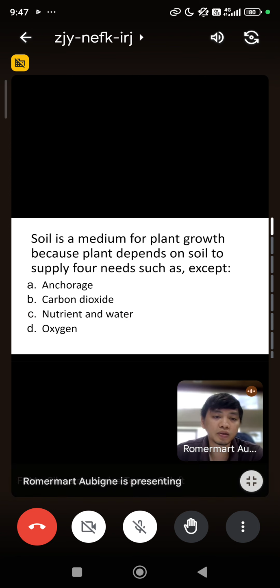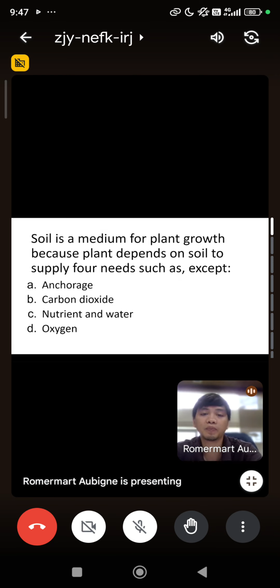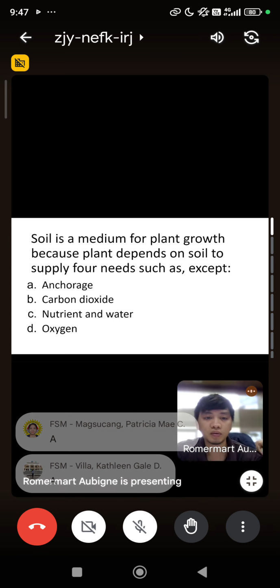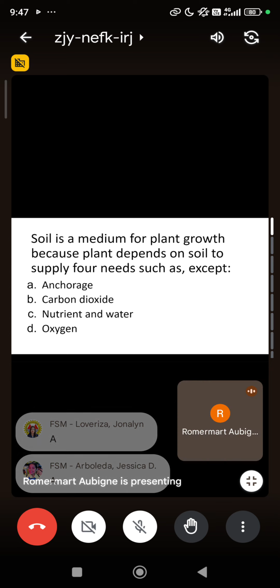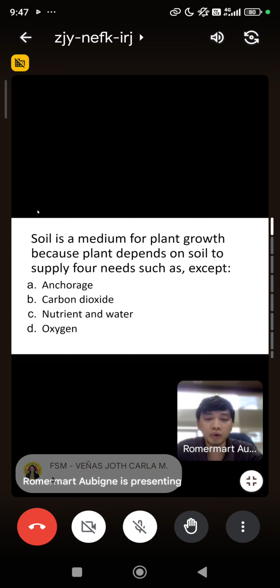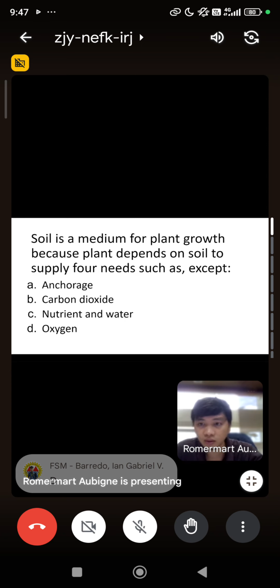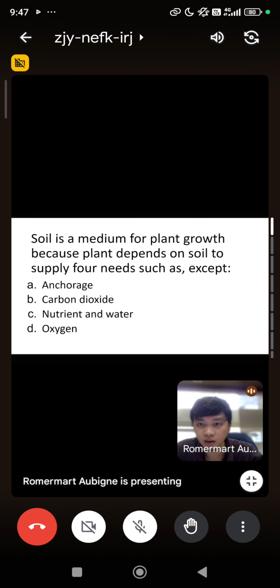So, next question. Soil is a medium for plant growth because plants depend on soil to supply their needs except A. Anchorage, B. Carbon dioxide, C. Nutrient and water, D. Oxygen. Soil is a medium for plant growth because the plant depends on soil to supply for needs such as, let's see, anchorage. Yung ibang sagot, may nagsagot ng A, may nagsagot ng D.